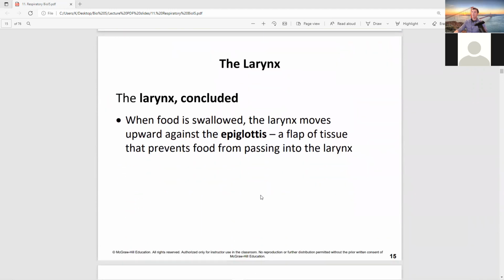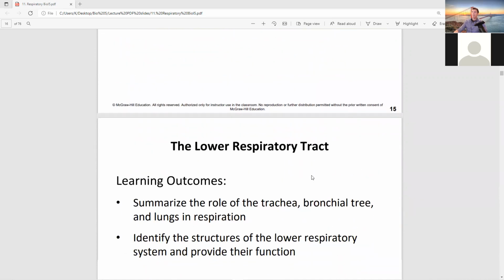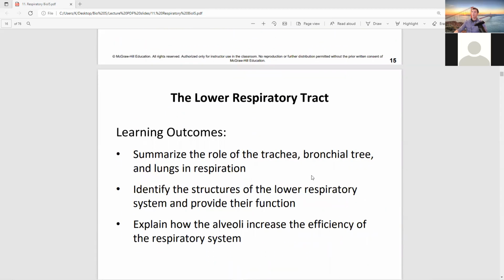Okay, so the larynx, when food is swallowed, the larynx moves upward against the epiglottis, a flap of tissue that prevents food from passing into the larynx.